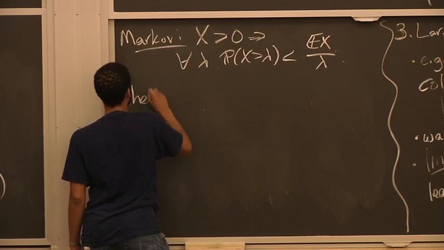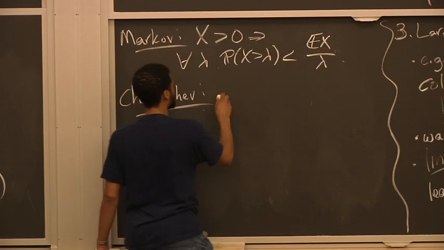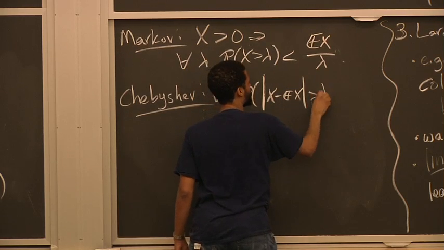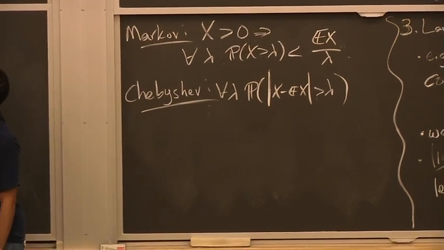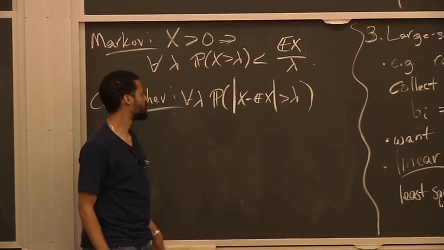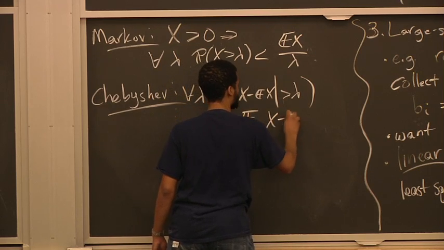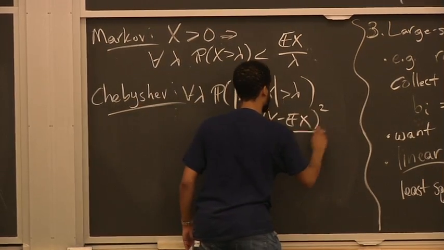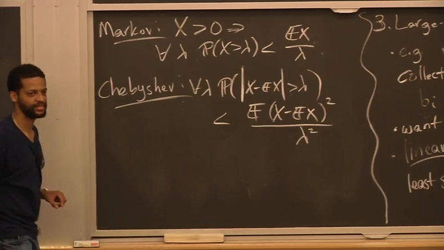So there's Chebyshev. Now here, it says that for all lambda, the probability that X deviates from its mean by more than lambda, right? This is the kind of thing I like to know. I have a random variable like that one, like 2 to the x minus 1, and I'd like to know that it's concentrated around what I expect it to be, right? So what's the probability that it deviates from what it's expected to be by lambda? That's at most the expectation of X minus the expectation of X, squared, over lambda squared. So it's the expectation of the square, not the square of the expectation.